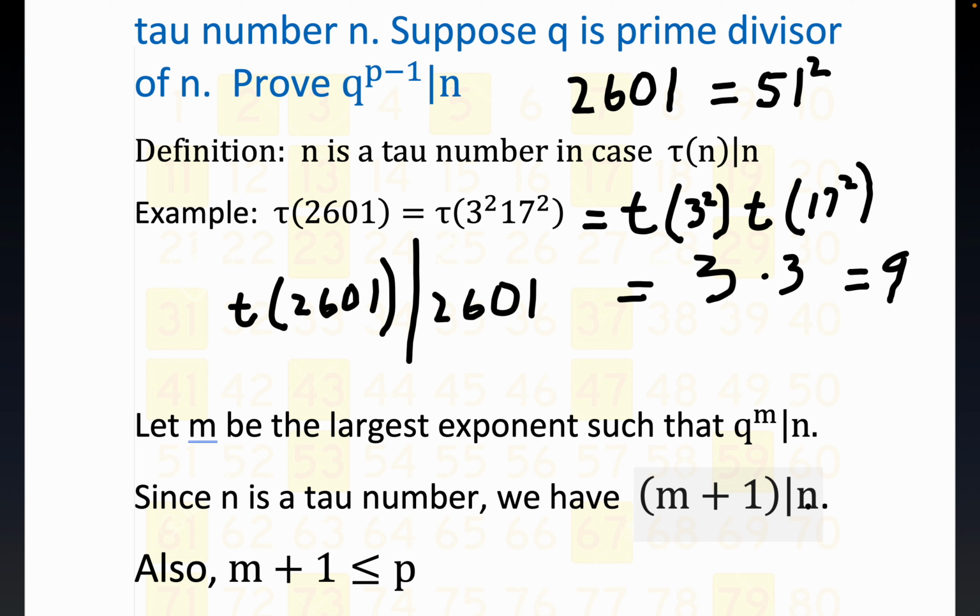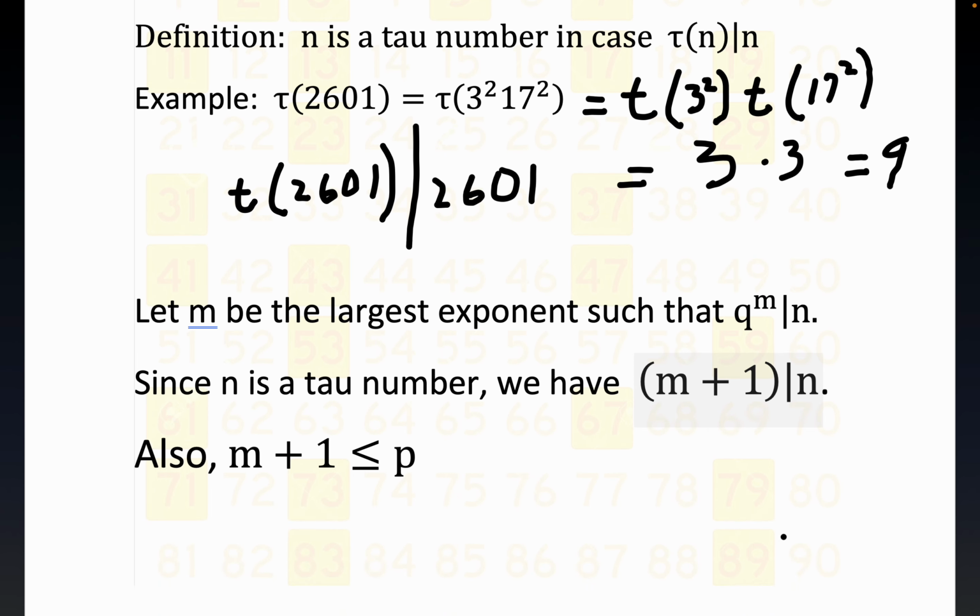M plus 1 has to divide n, since n is a tau number, and q to the m divides n. And so remember, just like we incremented here, we have to increment here. So m plus 1 does divide n. Now what does that tell us right here? Okay, that tells us that m is less than or equal to p minus 1.